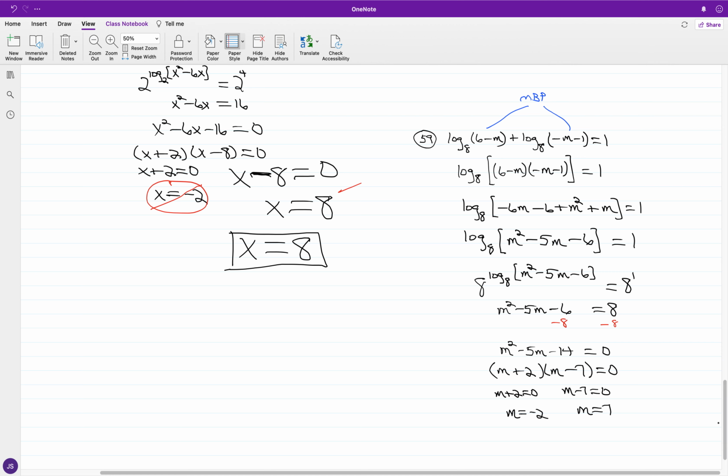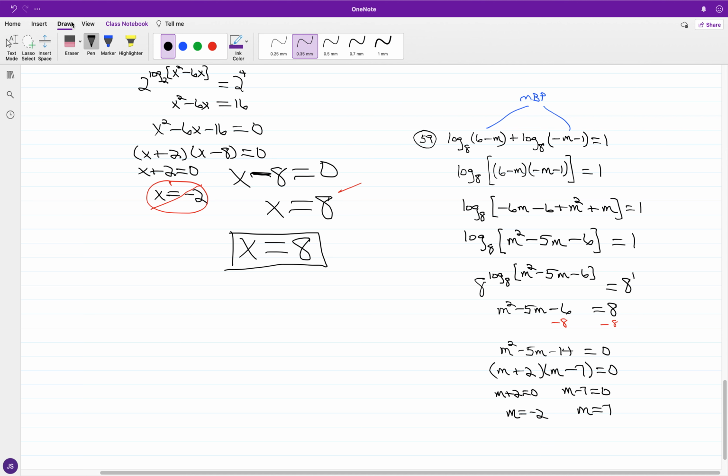Now this is kind of tricky. Now we got m at negative 2. Now 6 minus negative 2 is going to be 6 plus 2, which is 8. That is positive. And with m at negative 2, well, guess what? You got negative m, and the negative of negative 2 is a positive 2, and 2 minus 1 is positive 1. So negative 2 is going to check out.